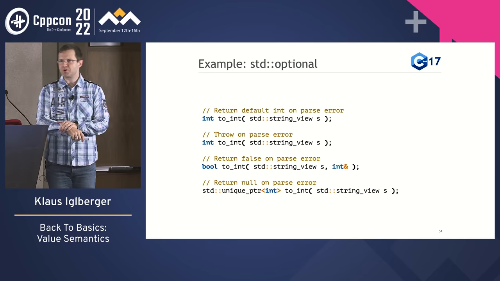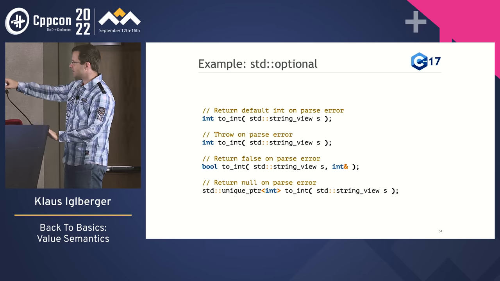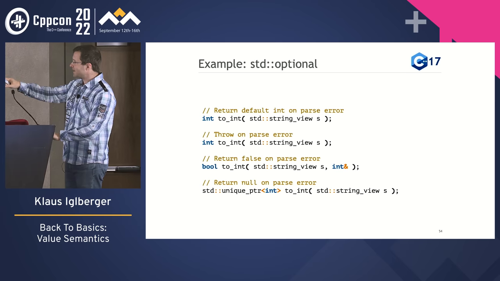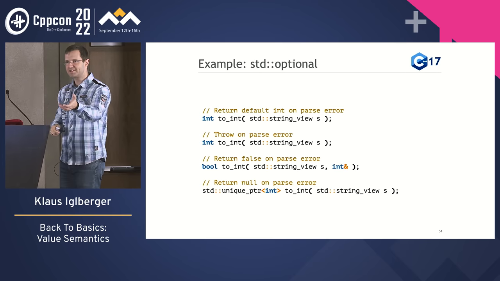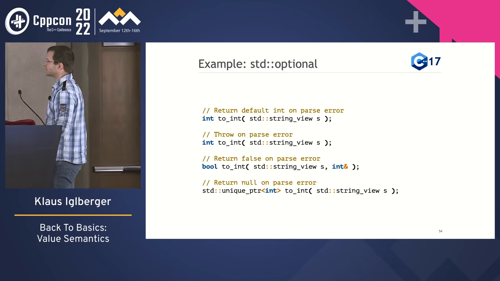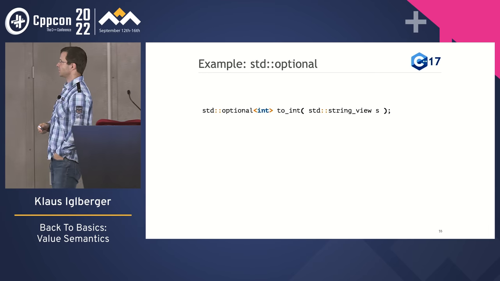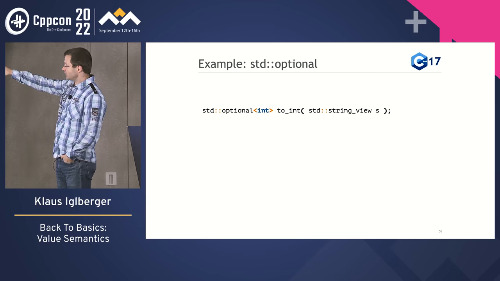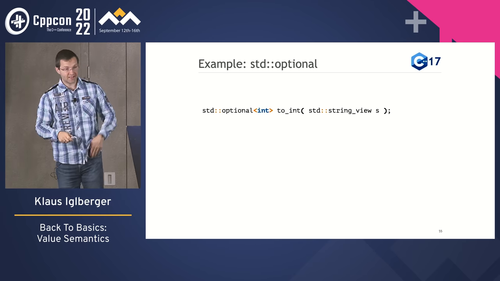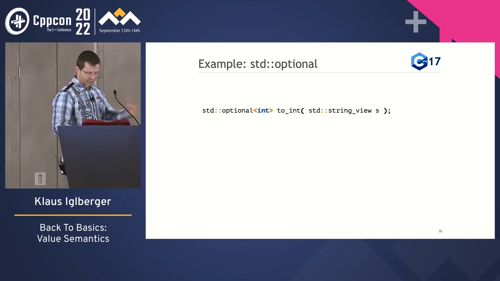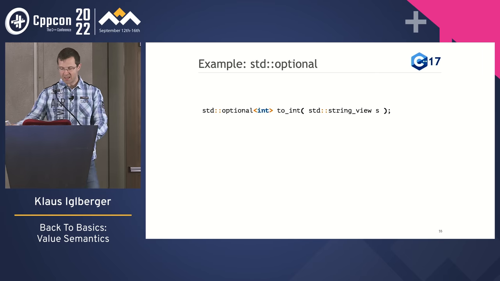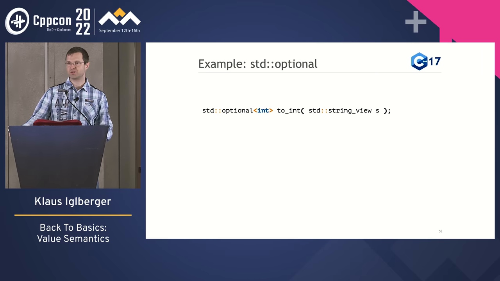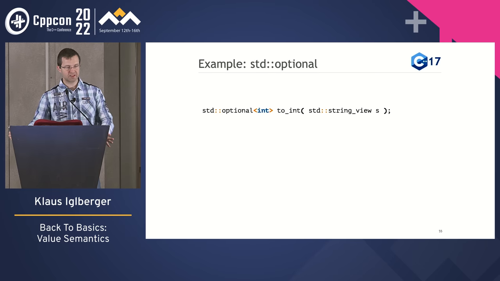But okay, now we're super close. This is kind of the semantic that we want to have. We would like to have this extra state, this null state. And that's exactly what we get by means of optional. So now we return a value, return an int, or perhaps not. So if there is some error in the string, if for whatever reason we cannot extract an int, we would return an empty optional. By that, it's actually becoming simple.